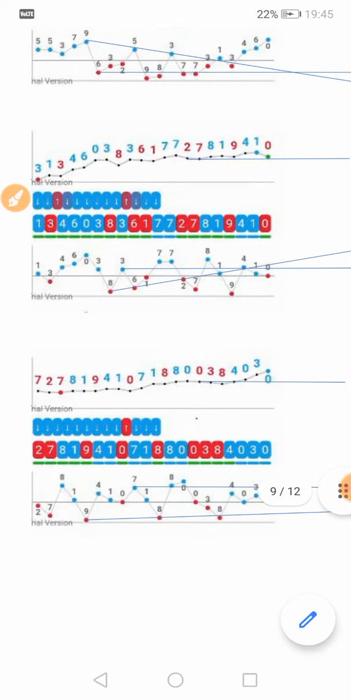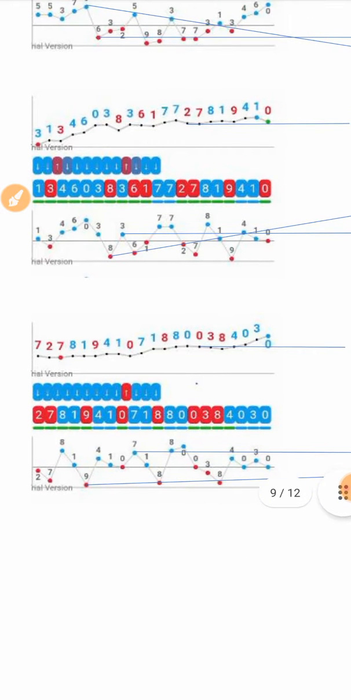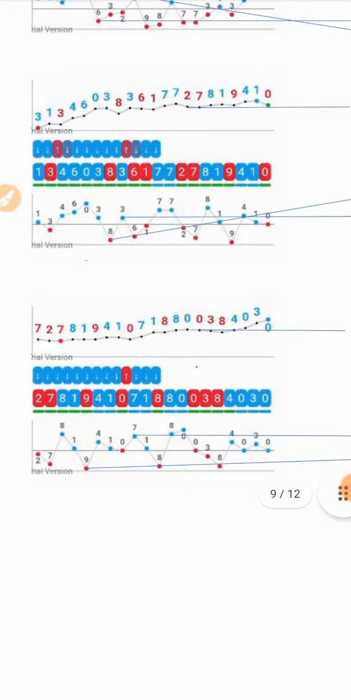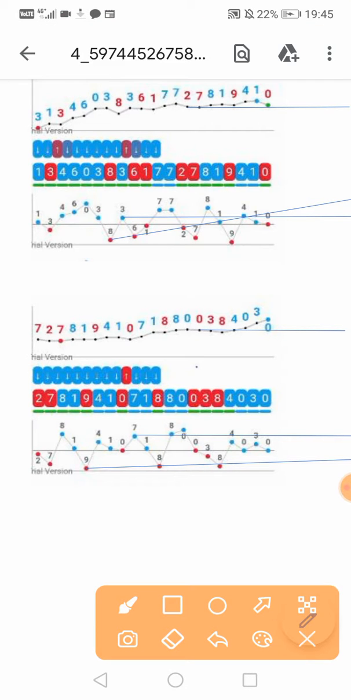Then we go to this one. You see? Look at this. Here, for those who do not understand, we're gonna start here from what?